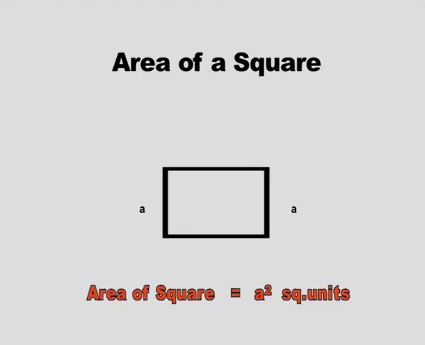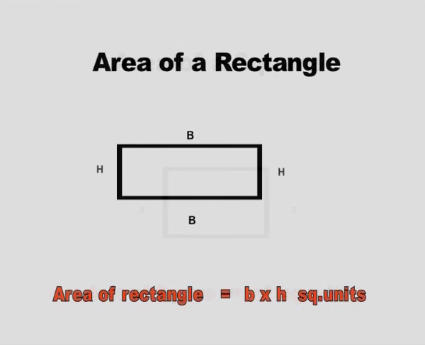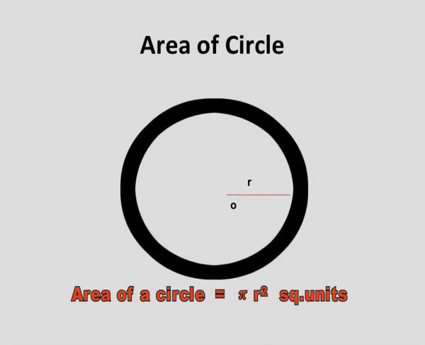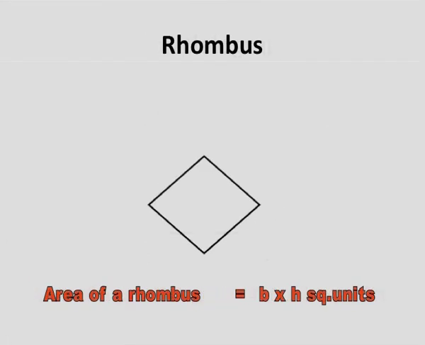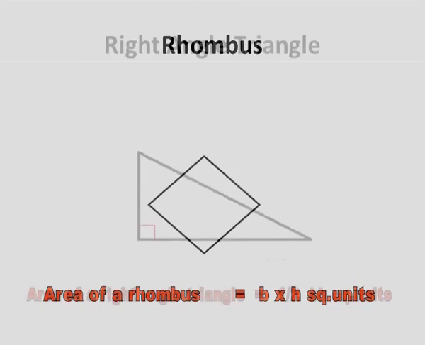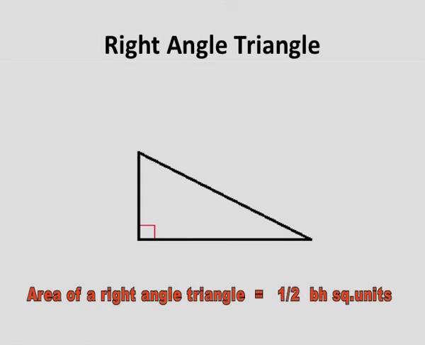Area of a square is equal to a squared square units. Area of a rectangle is equal to b into h square units, that is breadth into height. Area of a circle is equal to pi r squared square units. Area of a parallelogram is equal to b into h square units, that is breadth into height. Then coming to area of a rhombus, we can also denote it as b into h square units. Area of a right angle triangle is half into breadth into height square units.